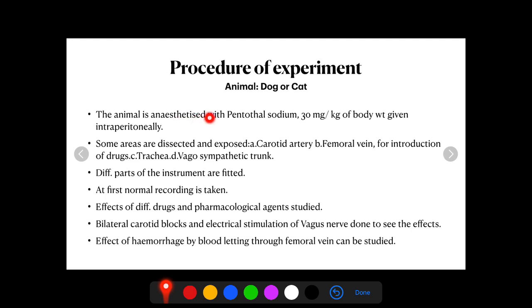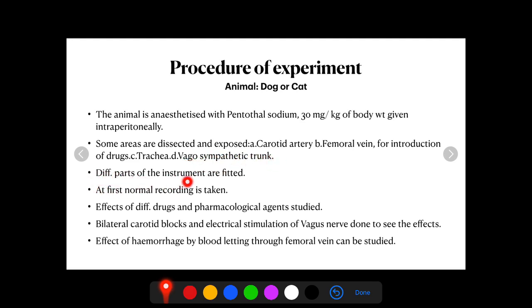Now, after the animal is anesthetized, some areas are dissected and exposed. What are those? Number 1, carotid artery. Number 2, femoral vein, which is exposed for introduction of drugs. Number 3, trachea. Number 4, vagosympathetic trunk. Actually, the vagus nerve and sympathetic trunk are joined together. That is why this is known as the vagosympathetic trunk.